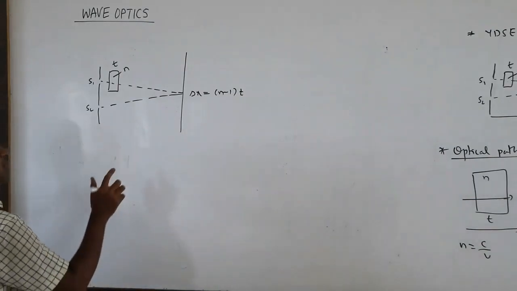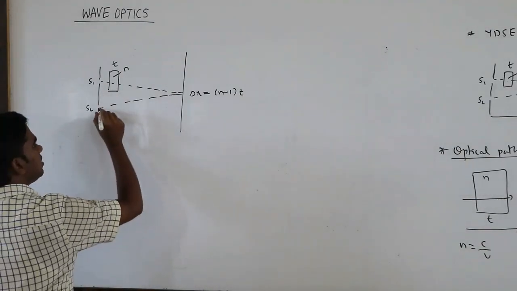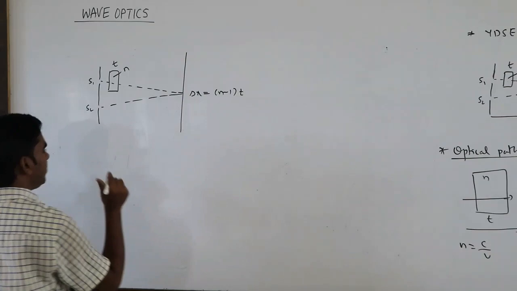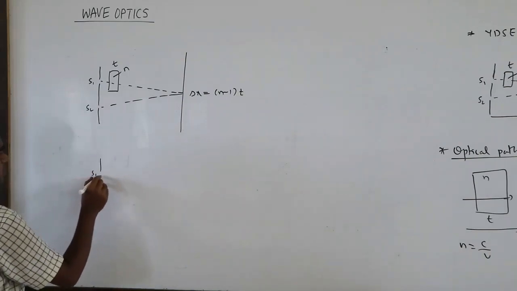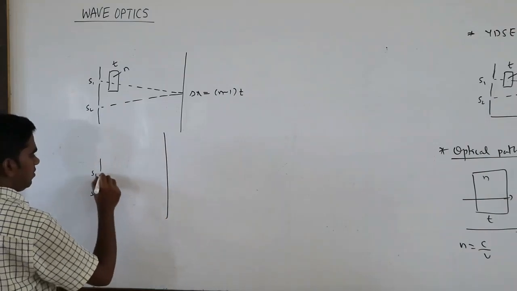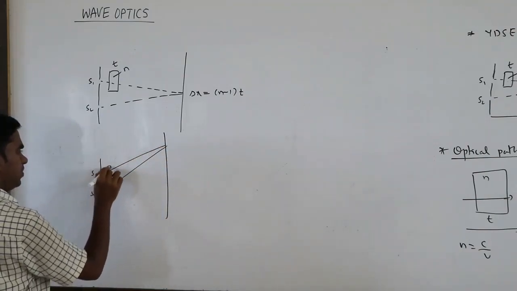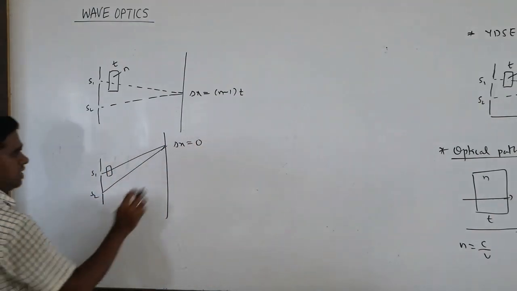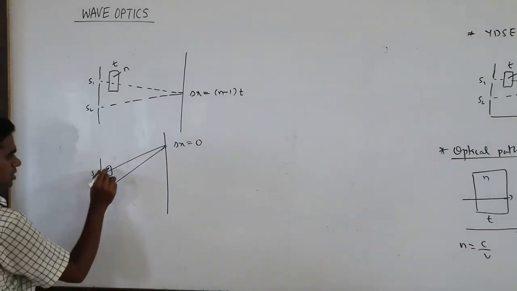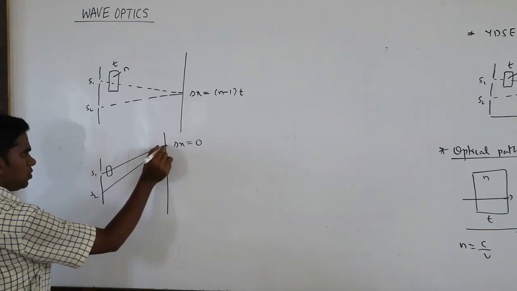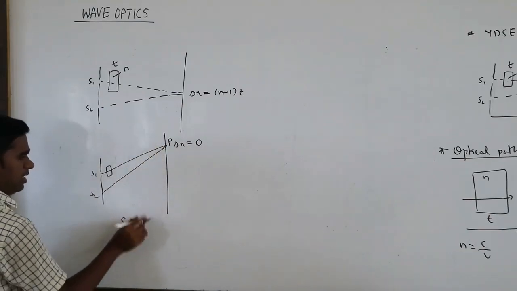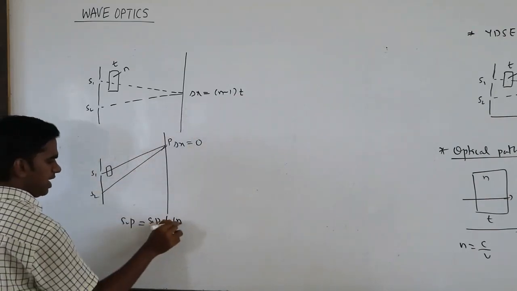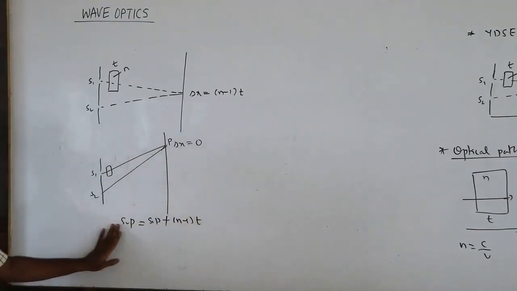You will get the central maxima at the point where the distance traveled from S2 equals the distance traveled from S1 plus this extra amount. Suppose you take this point P. At this point delta x equals 0, which means the distance S2P equals the distance S1P plus the path difference, n minus 1 into t. If this is the case, then only what will happen?